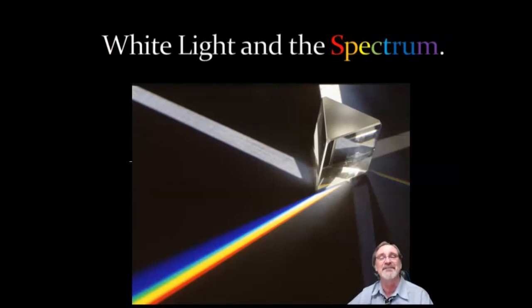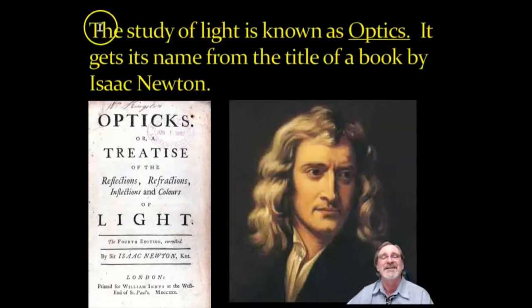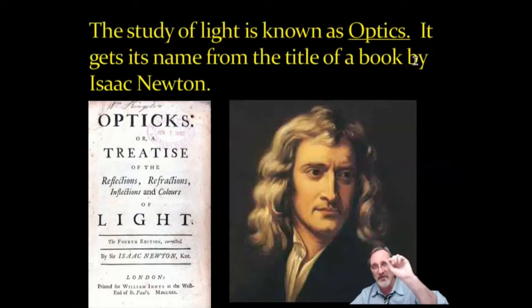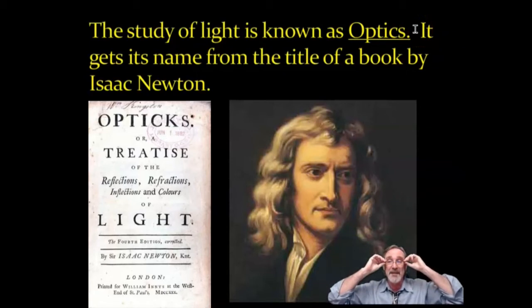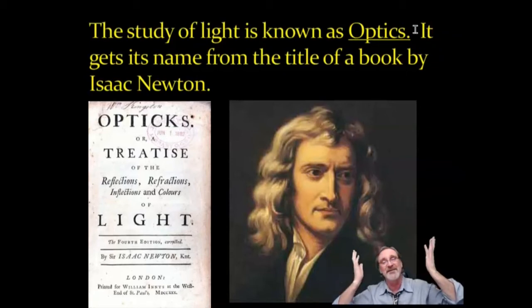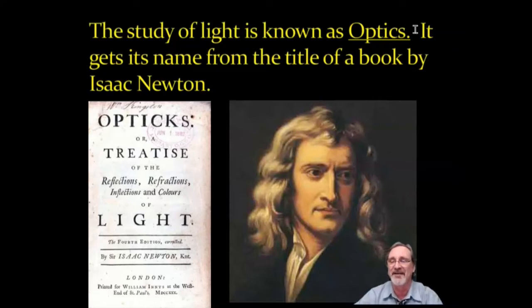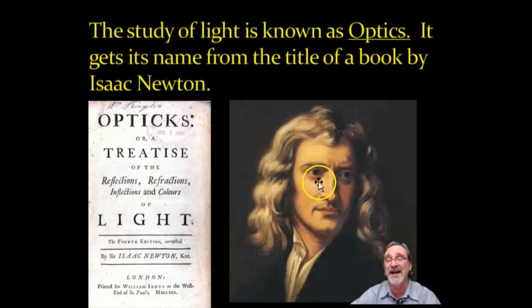Okay, so Isaac Newton. Let me get to the next slide. There we go. So the study of light is known as optics. Now remember, if it's white, you got it right. But if it's yellow, I just want you to be exposed to it. Just pay attention, okay? It's called optics. You might have heard of an optometrist, an optician, an ophthalmologist. An optometrist makes glasses, and an ophthalmologist is the eye doctor who studies eyes. So anyway, the study of light is known as optics, and it gets its name from the title of a book by Isaac Newton, our good friend Isaac Newton.